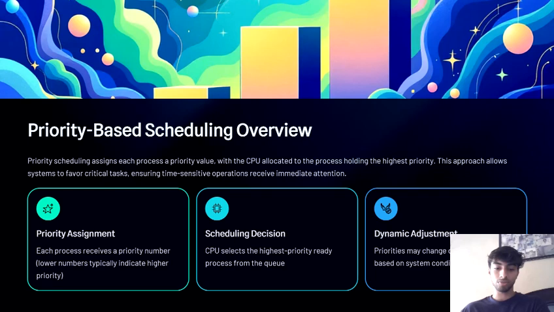Priority based scheduling overview. Now let's focus on priority based scheduling itself. In this method, every process is assigned a priority number. The CPU is always given to the process with the highest priority, meaning the one that's considered most important. This approach is great for systems that need to handle critical or time sensitive tasks first, for example, real time systems or operating system tasks. Lower numbers usually mean higher priority, and priorities can even be adjusted dynamically while the system's running.